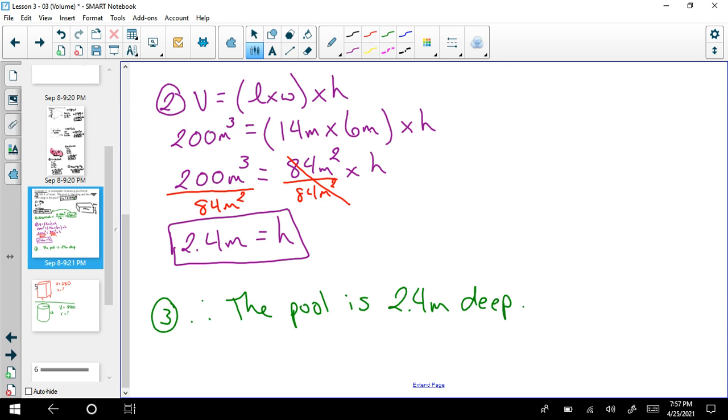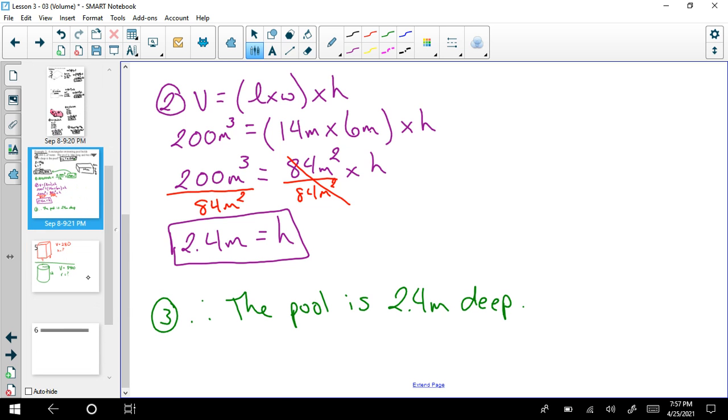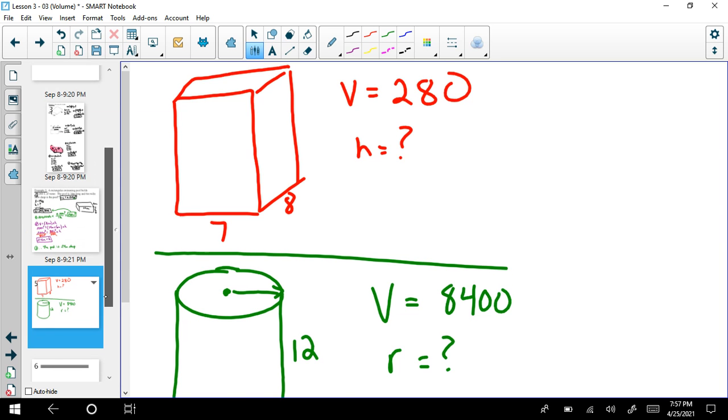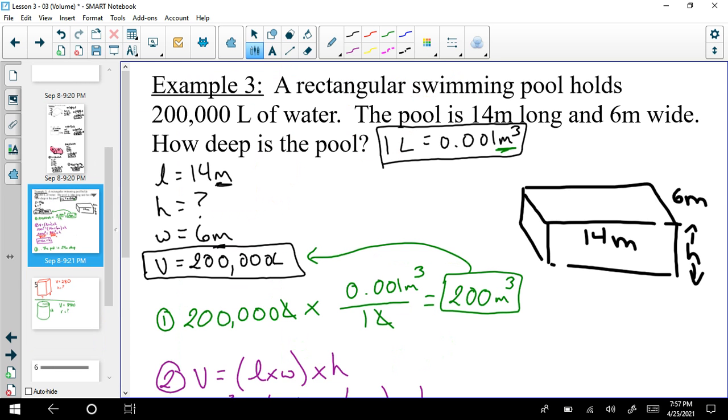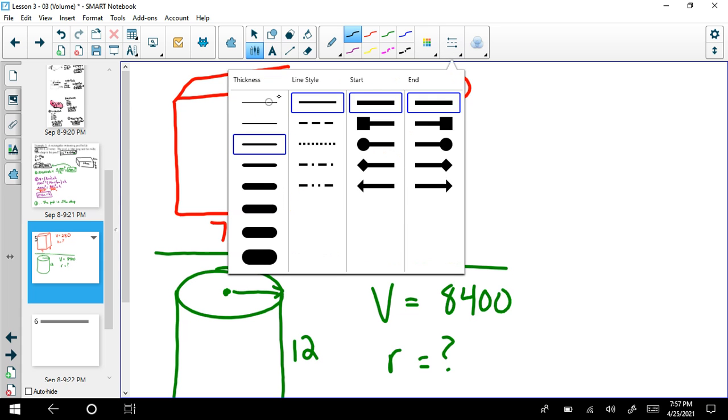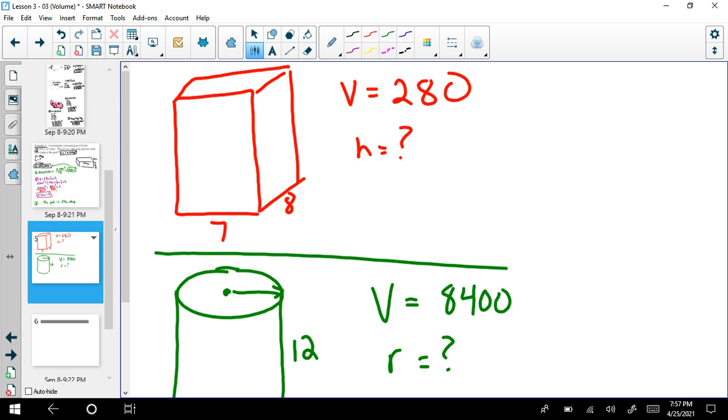And that's it. So 2 more quick questions to go over, and then I will assign your homework. So what happens if we're given the volume and we're looking for the height? We actually did the exact same thing here, right? We just don't have to convert the volume for this one. So we're going to do the exact same steps, just to kind of hammer this into your head.